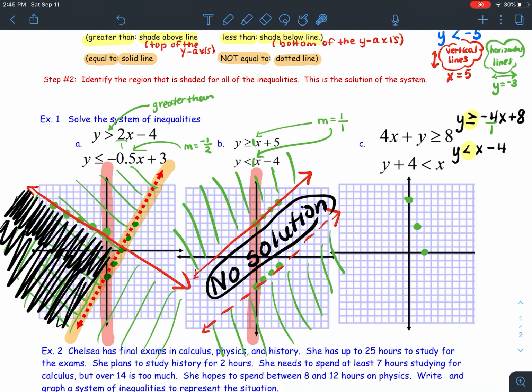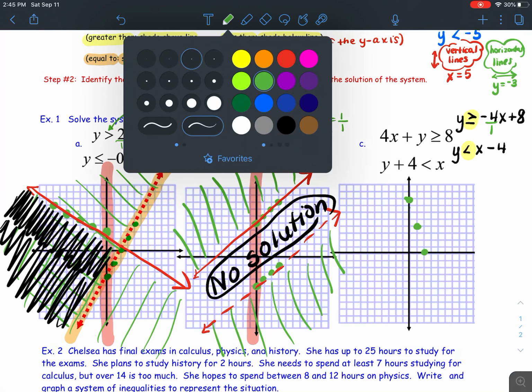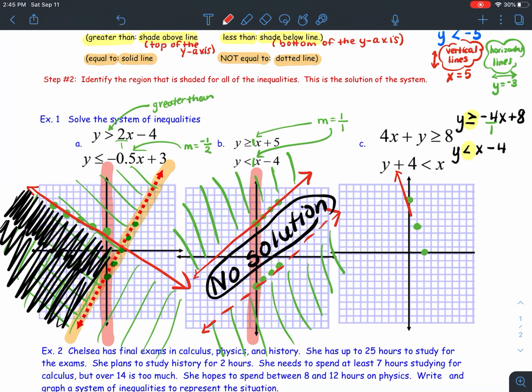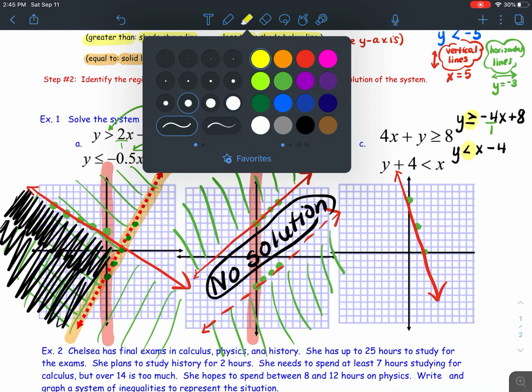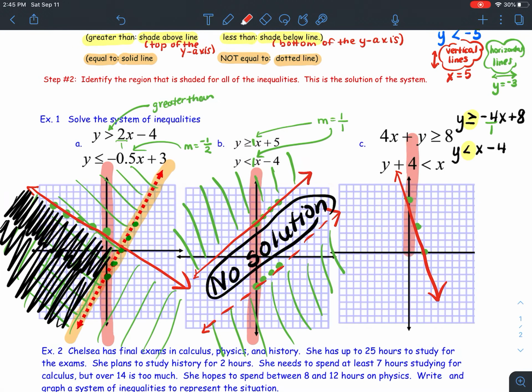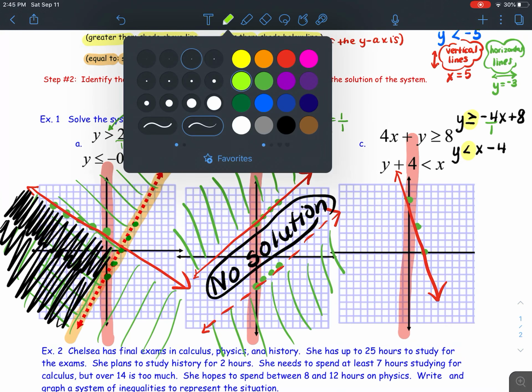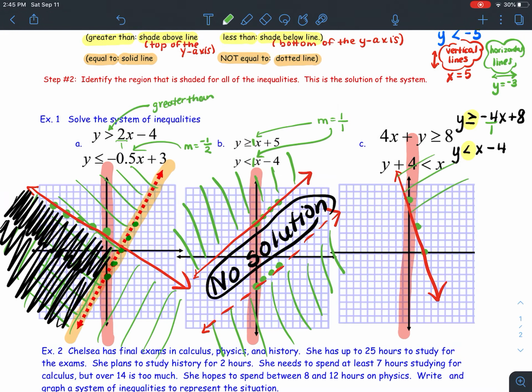Don't look at the symbol in the original equation, because sometimes that symbol gets flipped the other direction. You're always looking at the equation that's been solved for y. Okay, I'm on this one here. I see an equal to bar. We said equal to means solid, right? So I'm going to go ahead and make a solid line here. I'm going to highlight my y-axis so that I can tell what side of my line has the top and bottom of the y-axis. This is a greater than symbol, so I should shade the side of the line that includes the top part of the y-axis. That would be this side right here.